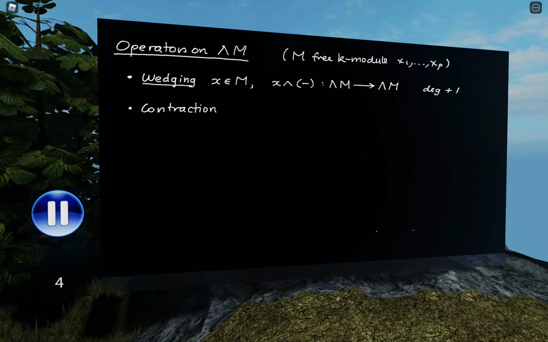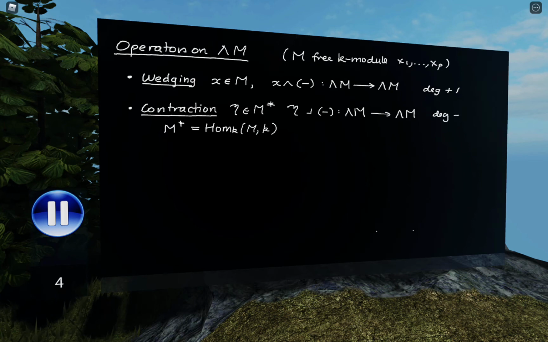The more interesting operator is dual to this multiplication operator, and it works as follows. Given a dual vector, so M star here just means K-linear maps from M to K. Given a dual vector eta, there's an operator called contraction with eta, which again is a K-linear operator on the exterior algebra. It turns out to have degree -1. I'll give two descriptions of it. The first is the, let's say, smart or sensible definition, which works as follows.